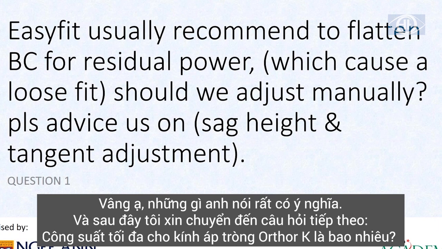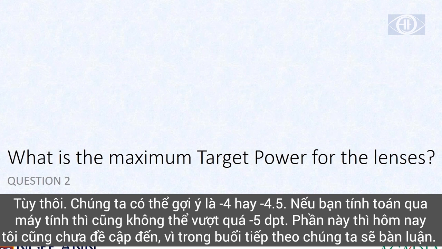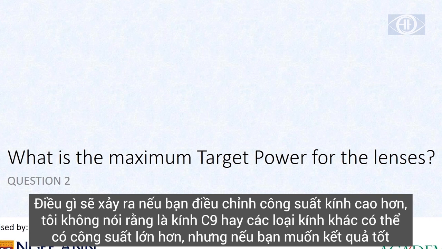All right, yeah. So allow me to move off to our next question. What is the maximum target power for the Ortho K lenses? Depends. Honestly, we are suggesting around a -4, -4.5. If you want to calculate with spectacles and calculate it back, you have to go around, not across the -5 diopters. And that's a part I didn't cover today, because we can do it for next session, why we are doing that. And that's everything to do with success rate.